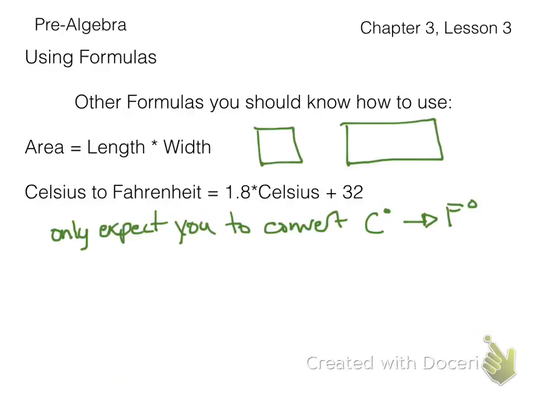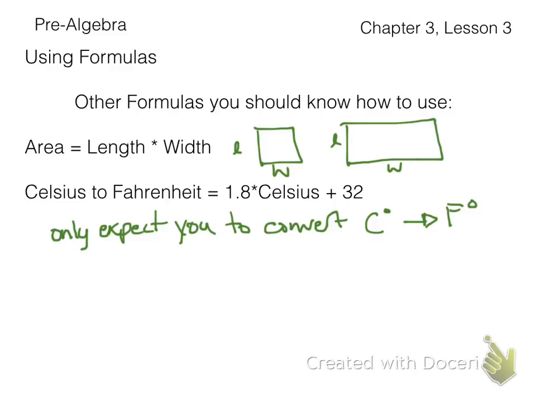All right, last but not least are the 2 other formulas you're going to have to use at some point. You should have the area formula memorized. It's just length times width, where you can use this for a square or a rectangle. And then from Celsius to Fahrenheit, I don't expect you to memorize it. Mr. Michaels, our science teacher, might make you memorize it, but you don't have to. I'll give it to you every time you need it, but it converts Celsius degrees to Fahrenheit degrees.